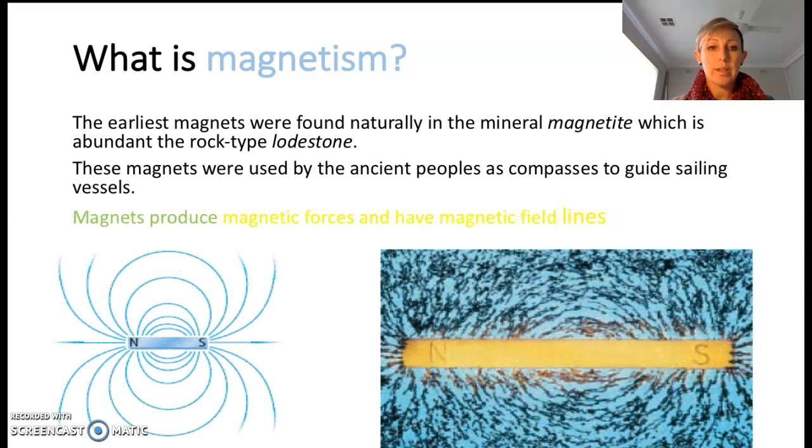I will just explain the idea of the lodestone. Natural magnets are found in terms of when magnets were first discovered. It was identified that lodestone, which is magnetite, actually has a magnetic field around it, and certain materials respond to it.